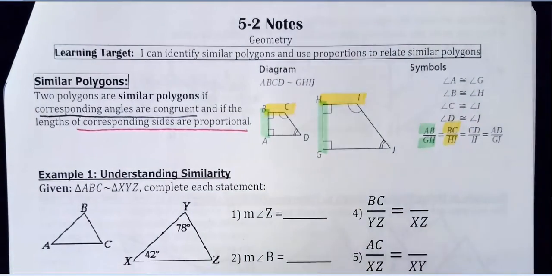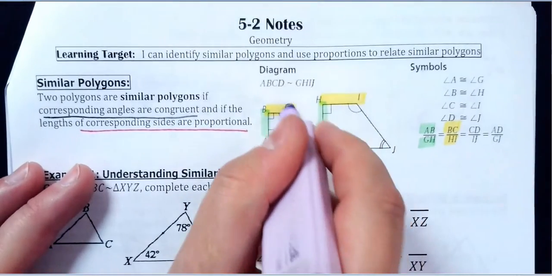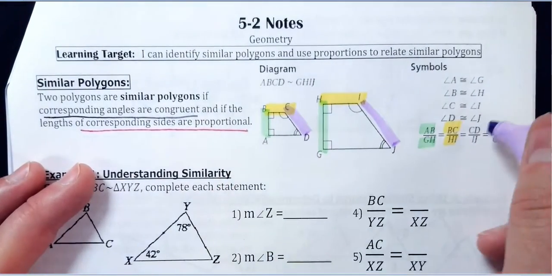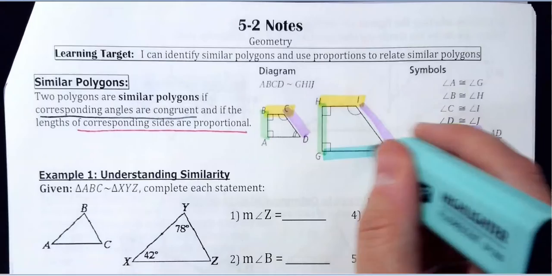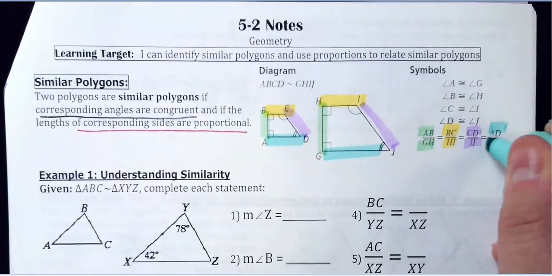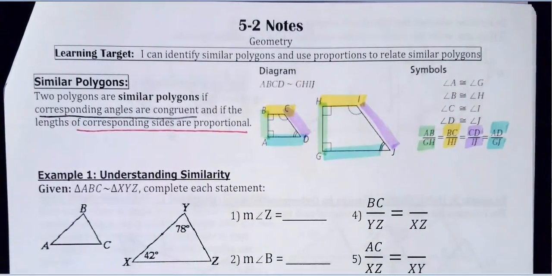If I stacked those into a fraction with the side lengths, they would all reduce to the same thing. Then you've got CD and IJ, the next one. These are all equal to each other if we actually had numbers, which we don't have in this diagram. And then the same for AD and JG. They match with each other in the picture, so you can stack them into a fraction. Those would all be equal to each other. We'll do this with numbers in a different example, but that allows you to solve for missing sides using proportions, which we're going to do in a second.